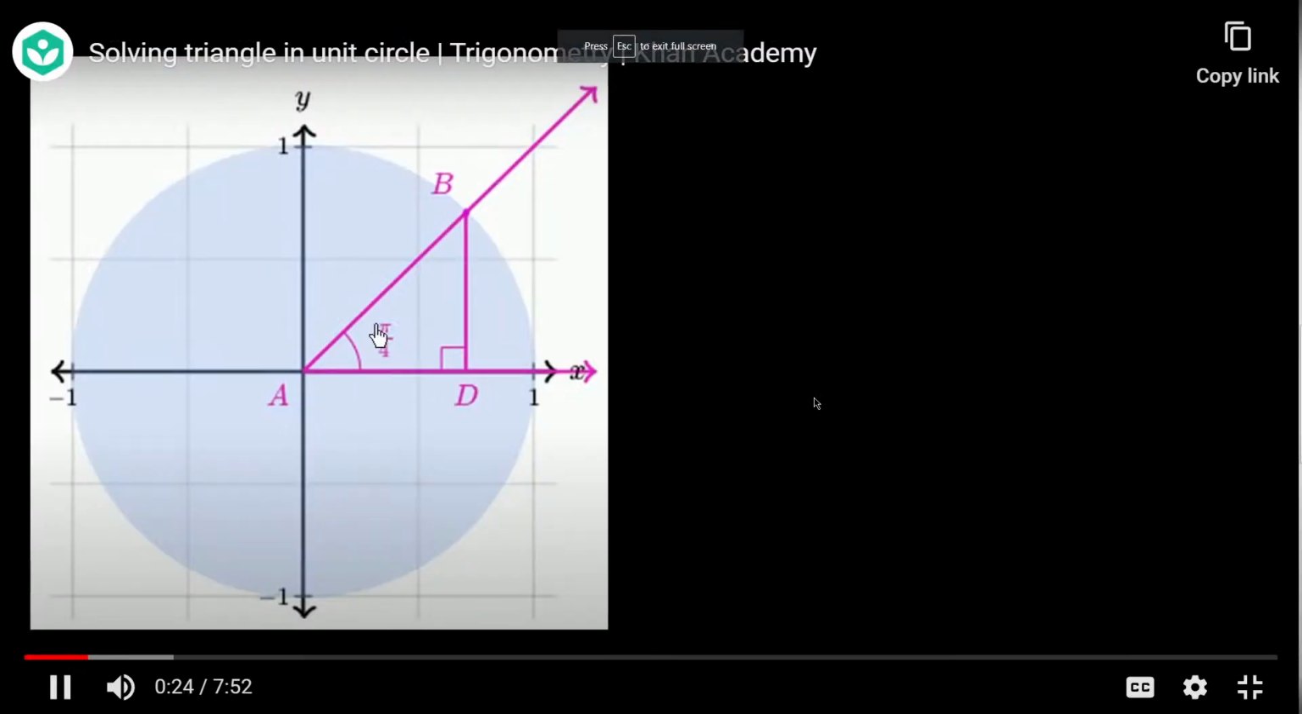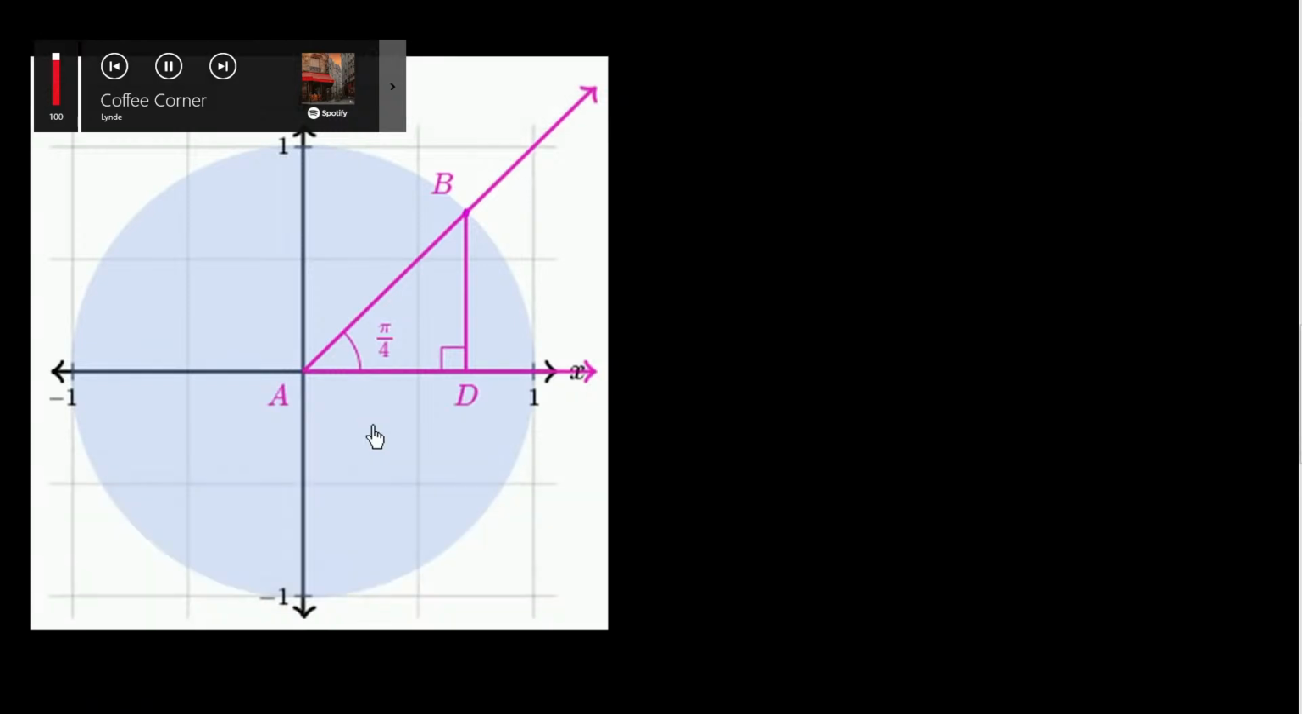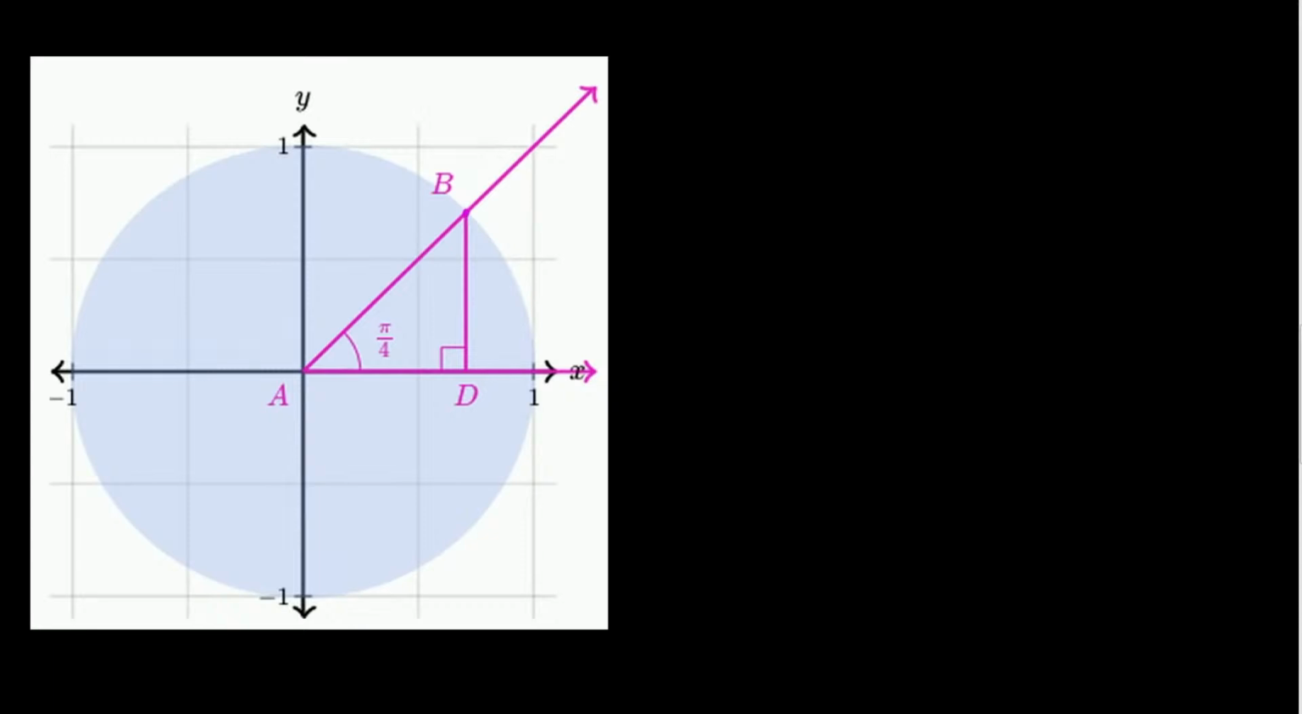What I want to do in this video is use our knowledge of trigonometry and our knowledge of triangles in order to figure out several things. So the first thing we want to figure out is what's the radian measure of angle ABD. Actually, let's just do that first, and then I'll talk about the other things that you need to think about.